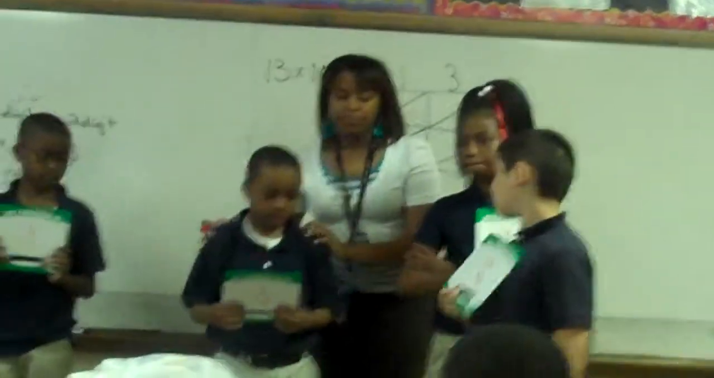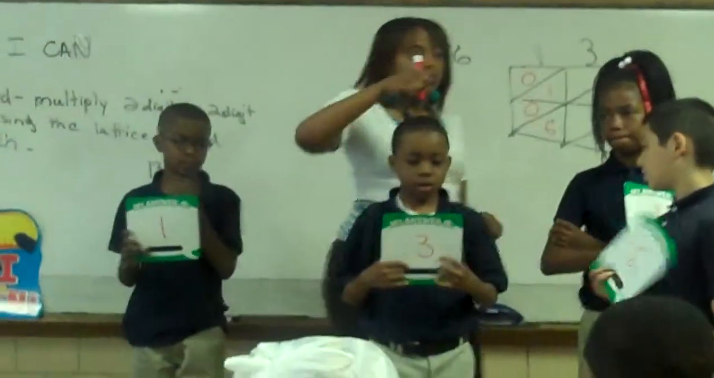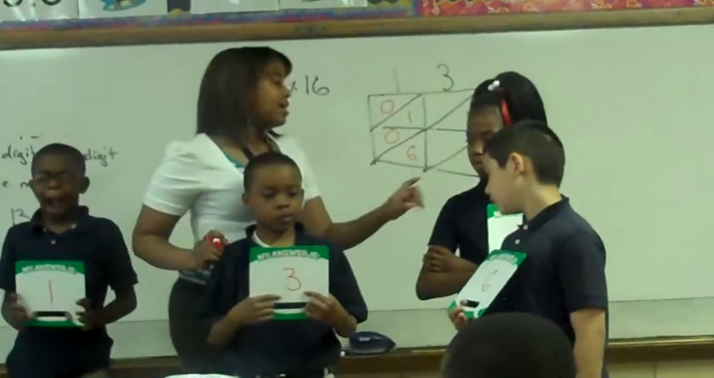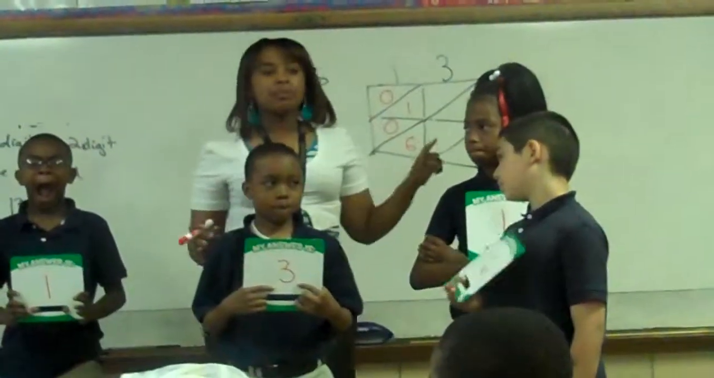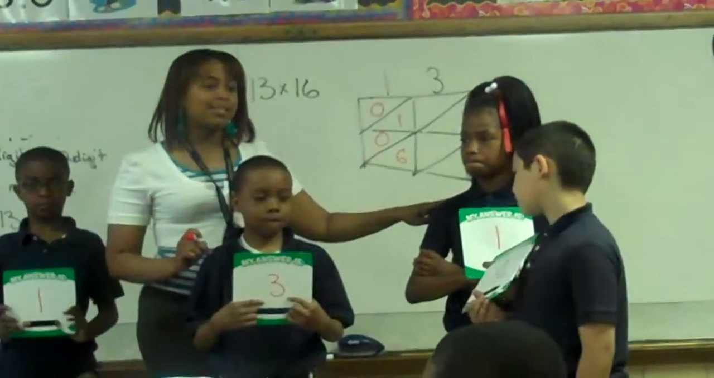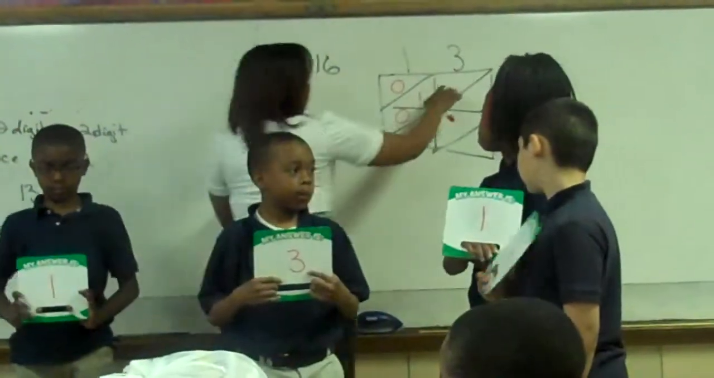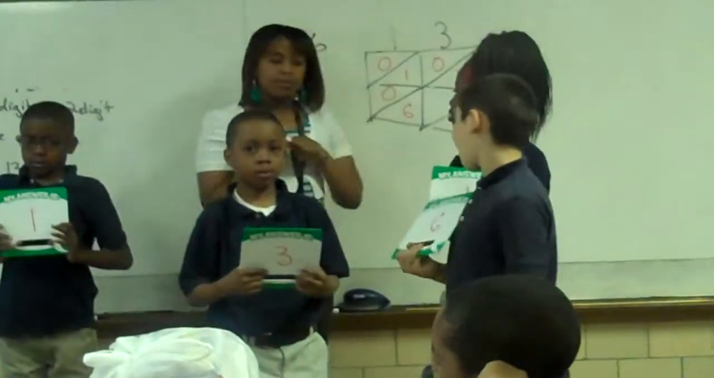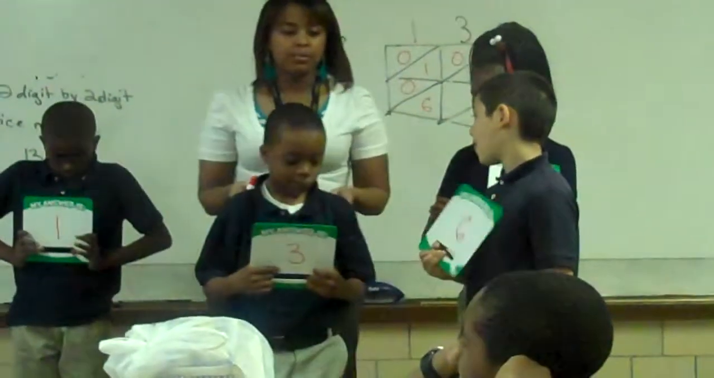Kaylin, scoot up. So we have Carnell, which is 3, and Kaylin. So that's 3 times 1. 3 times 1 is 3. So what do I need to put in this box? 0, 3. Okay, now scoot up.